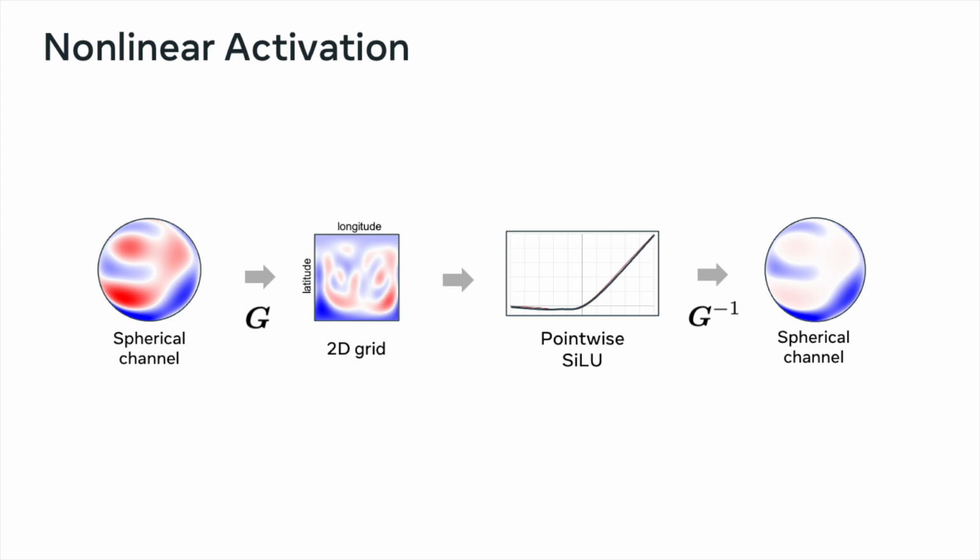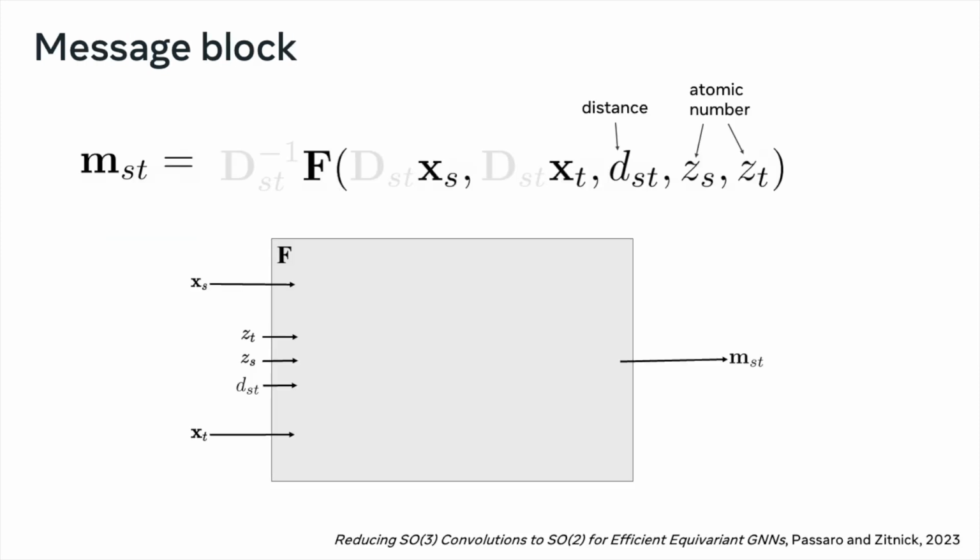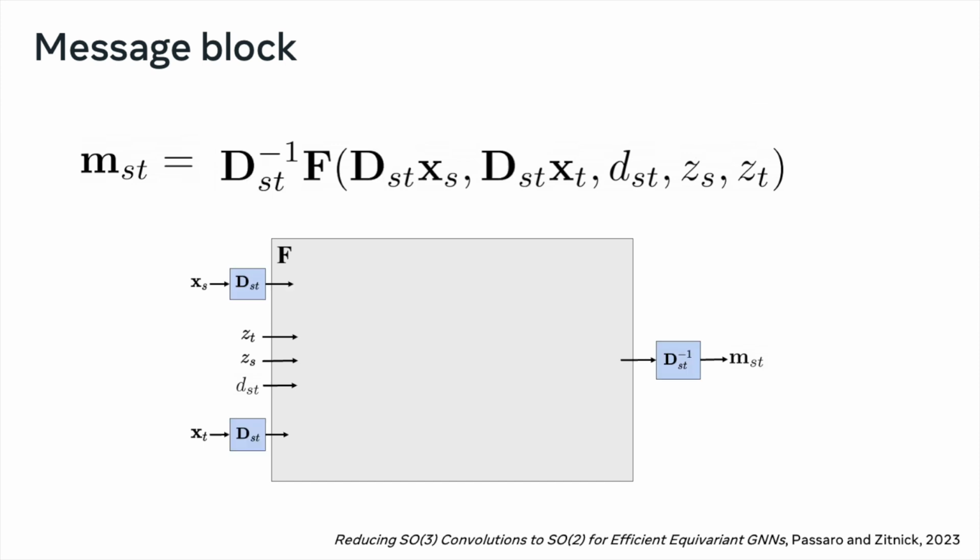All right, now we have all the pieces. We can finally describe the overall message block that we use. So here we have a message block where we have function f. It takes as input the distance between the atoms as well as their atomic numbers. First thing we do is multiply the two embeddings, xs, which is from the source atom, and xt, which is from the target atom, by the Wigner-D matrix to rotate them to the y-axis.